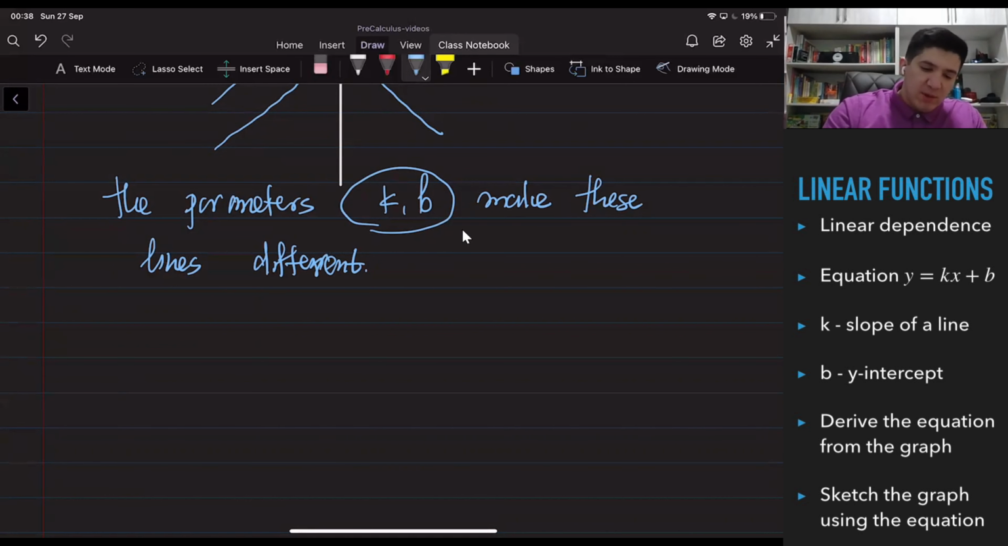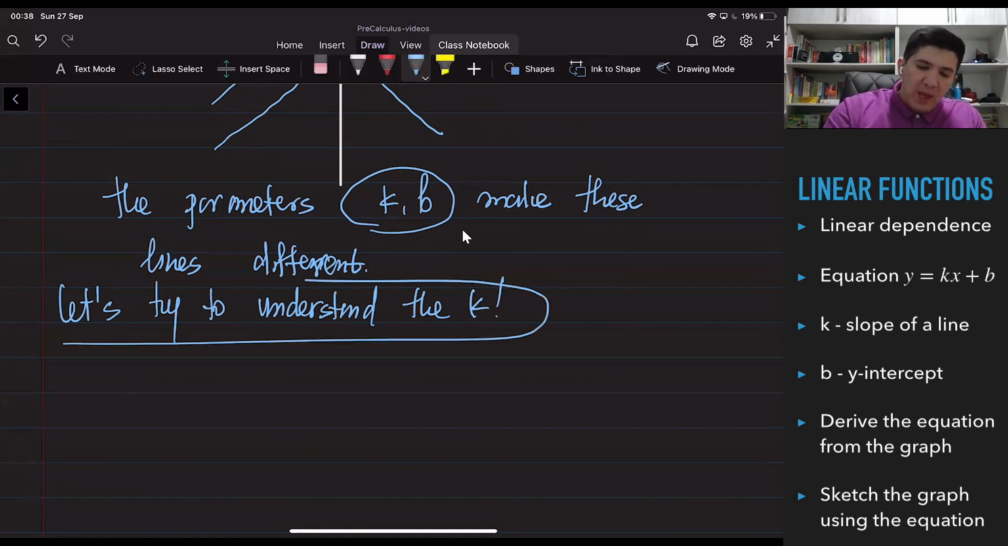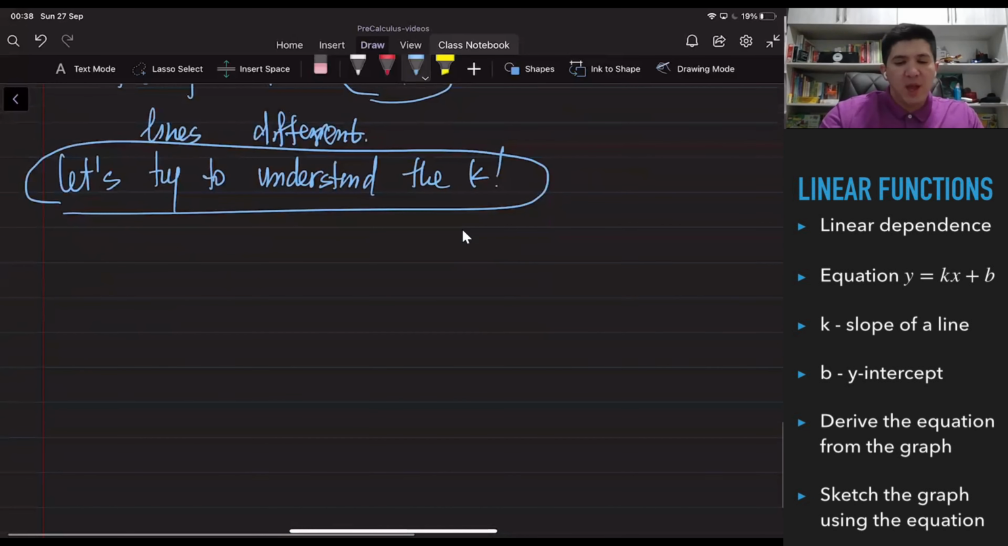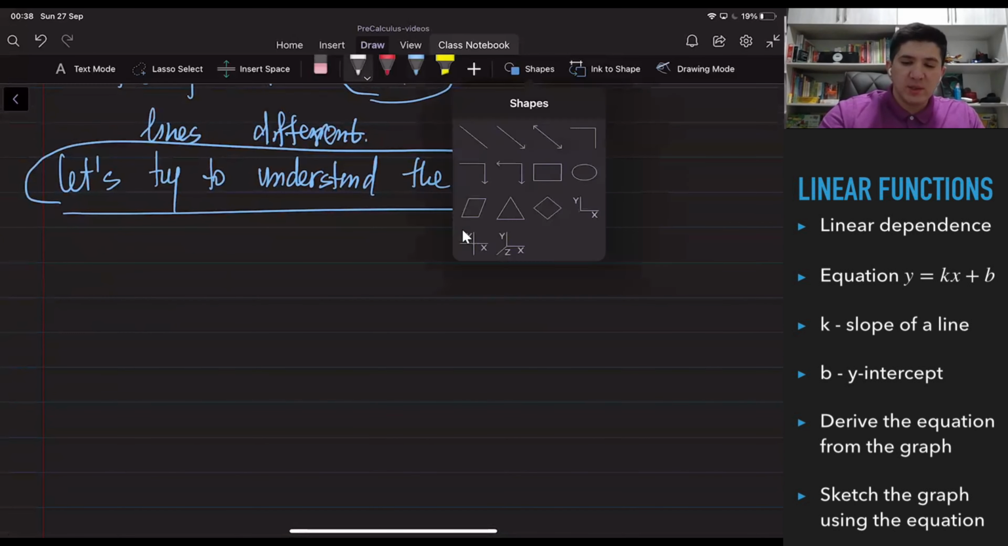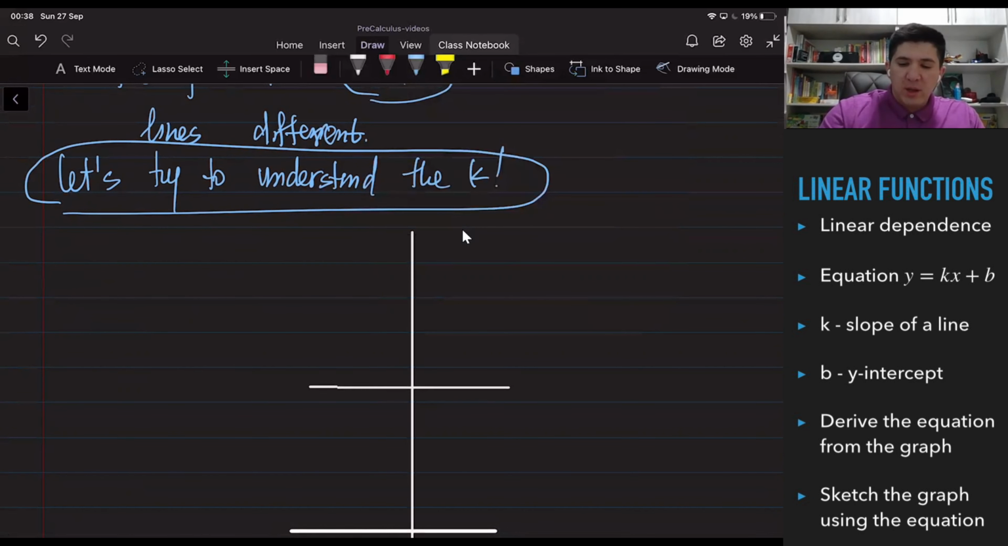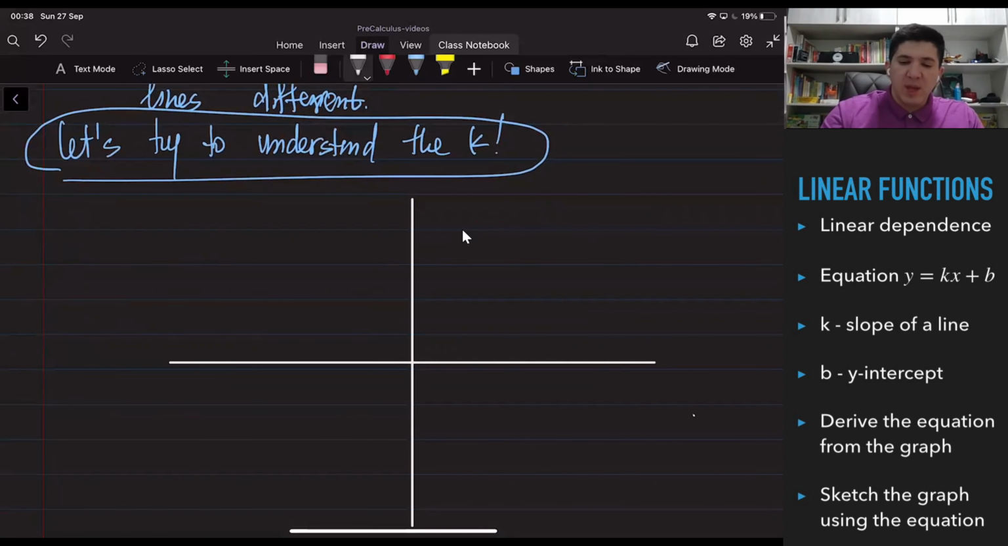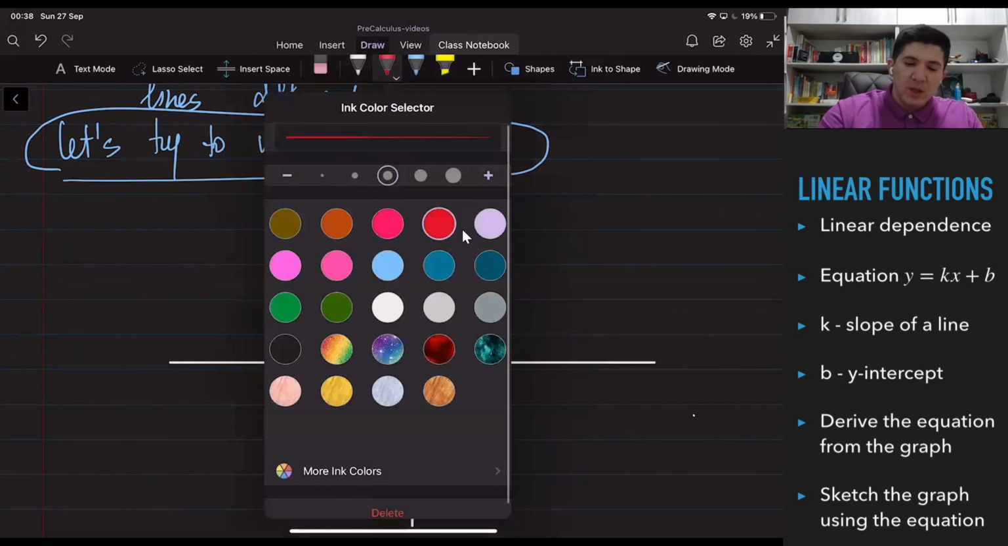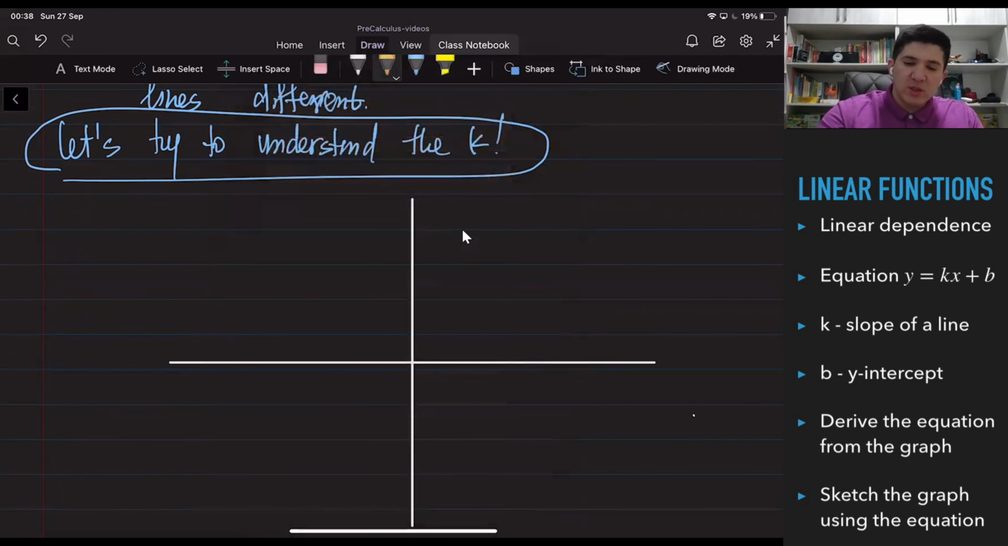Okay. So let's try to understand the K. The K is basically called a slope. Now we are going to try to understand why it is called a slope. So I'm going to try to draw a rectangular coordinate system again. Here I'm going to fix, first of all, the value of the B. What I mean by fixing is that I'm going to choose the value of the B to be equal to 0, always.